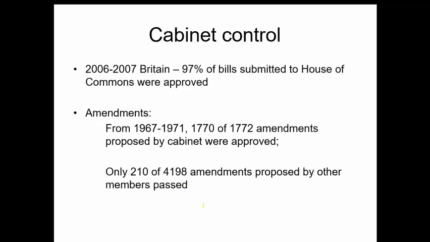Here are some examples of how much control the cabinet has in the parliament. For example, this count was made in 2006-2007 in Britain's parliament. 97% of the bills submitted to the House of Commons were approved. That is extraordinarily different from the U.S. system. In the U.S. system, as we'll see, it's the committees that start to hash out these bills and try to get them put together so that it gets out on the floor of Congress. Well, we do know that about 90% of all the bills that are initially submitted to Congress fail before they even get out of a committee.